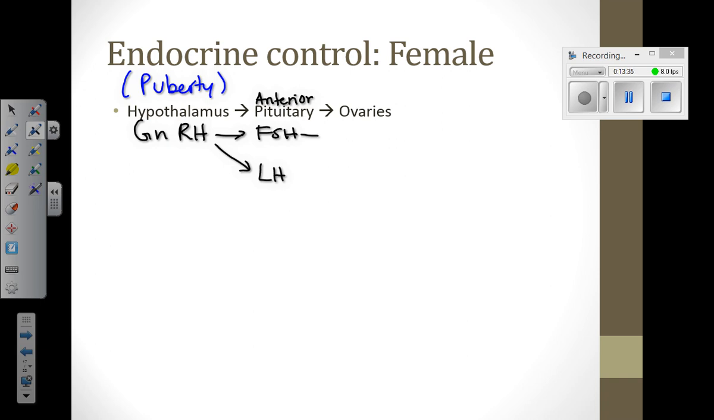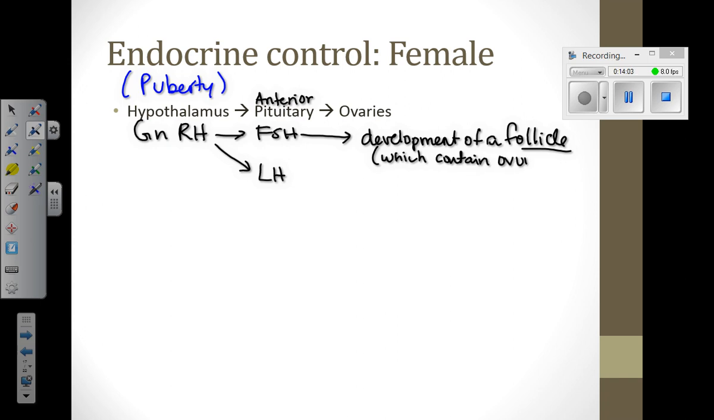So FSH stimulates the development of a follicle. And you might say, oh, well, that's a good name. Follicle stimulating hormone stimulates the development of a follicle. What a good name. So they're named really well in terms of female structures. The follicle contains the ovum, which is the fancy science word for the egg. Okay?